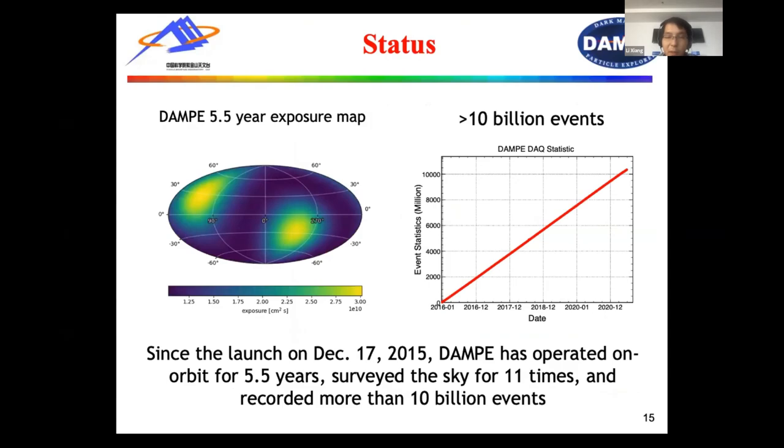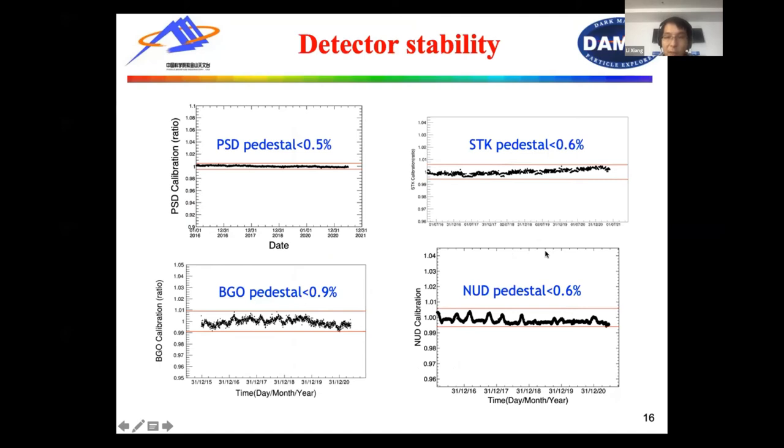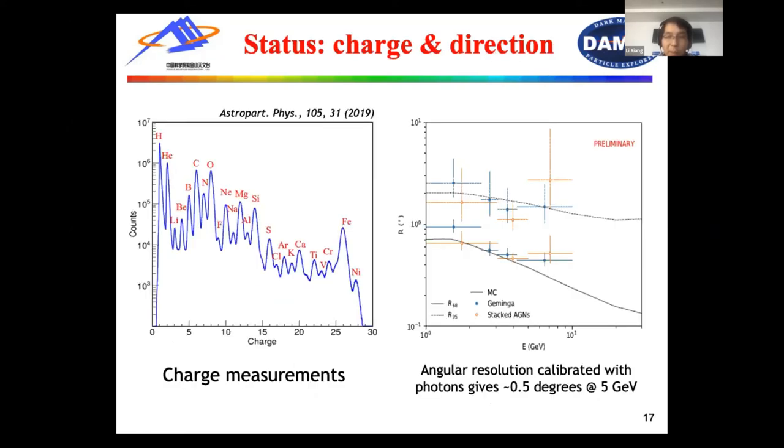The orbit status. Since the launch on December 17, 2015, DAMPE has operated on orbit for 5.5 years, surveyed the sky 11 times, and recorded more than 10 billion events. Each sub-detector operates very stably, within 1% level of variation for the pedestal. DAMPE can measure the charge clearly, and also has a very good angular resolution.